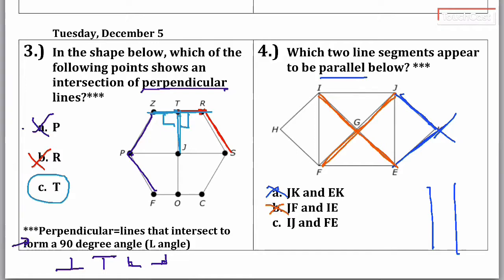Okay, next. Let's do dark red. All right, IJ. I to J, and F to E. Okay. And if we continue these lines forever and ever, will they intersect? Nope. So they are considered parallel.